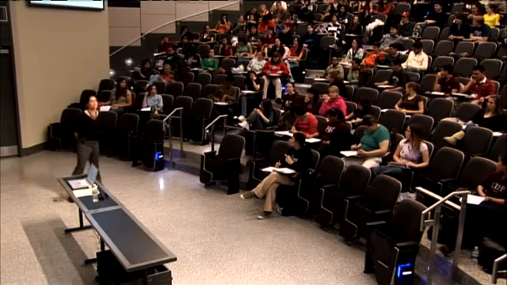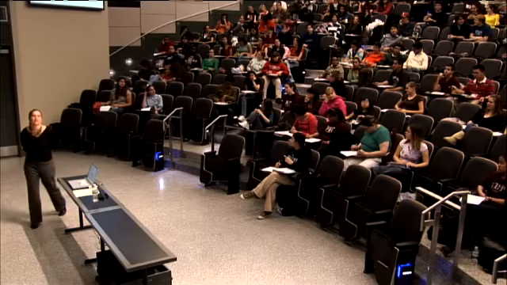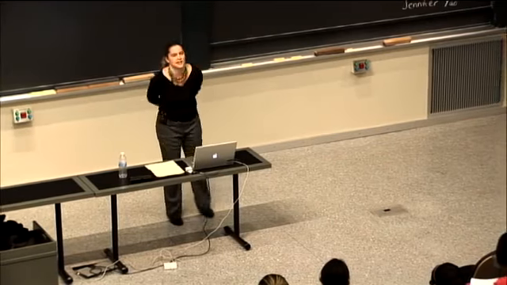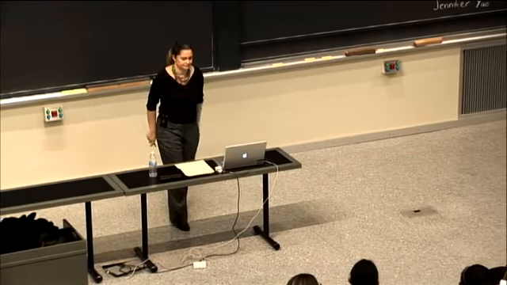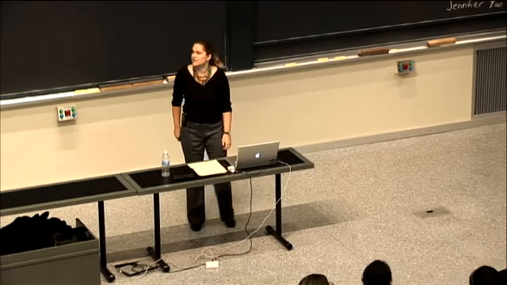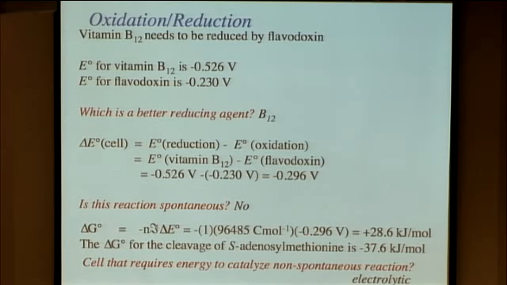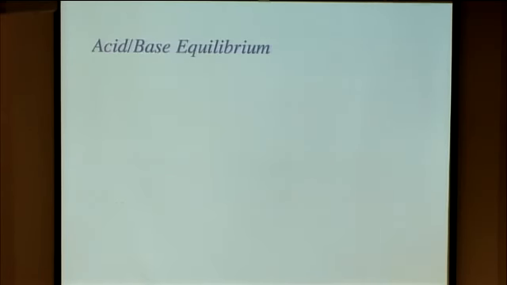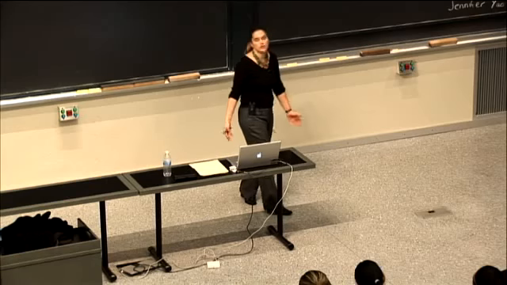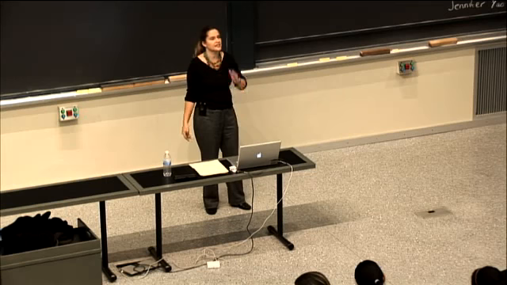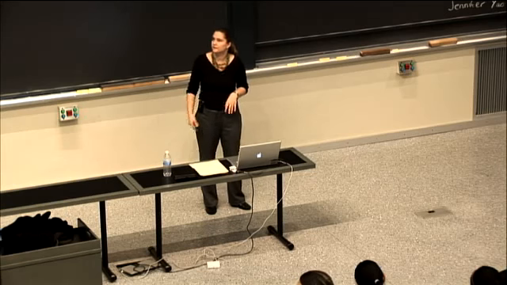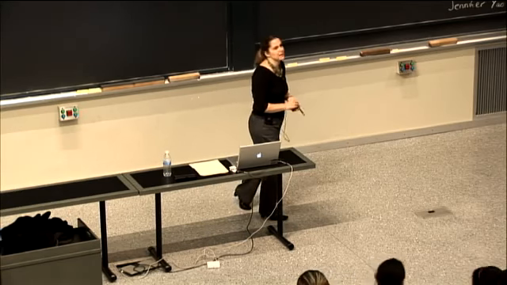You had a question? No. OK. All right, so what do you call a cell that requires energy to catalyze a non-spontaneous reaction? So that's an electrolytic cell, and a cell that catalyzes a spontaneous reaction? Galvanic, right. So again, with oxidation reduction, it doesn't matter if you're talking about a battery or a cellular process, all the same equations apply. All right, what about acid-base equilibrium?